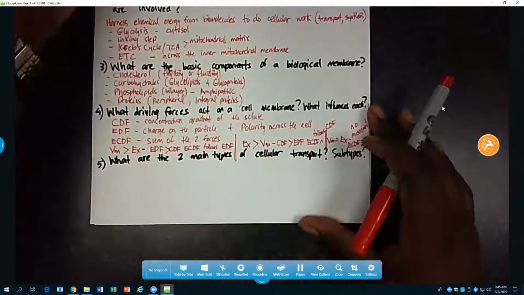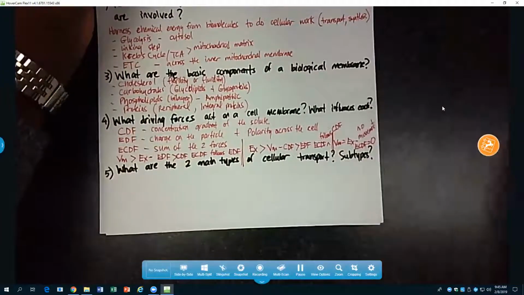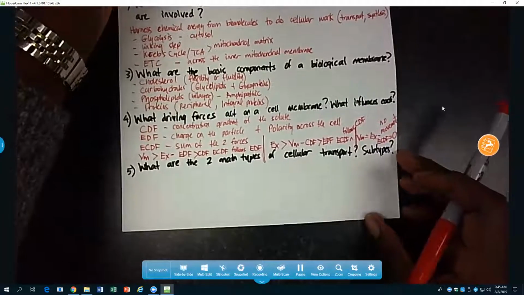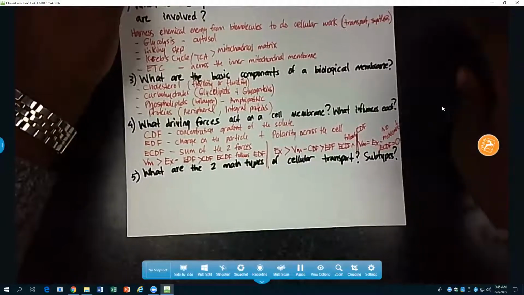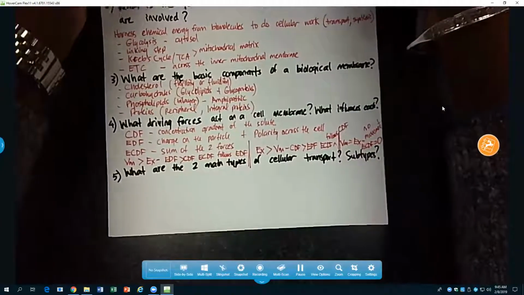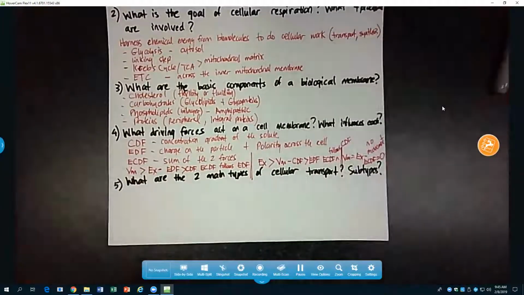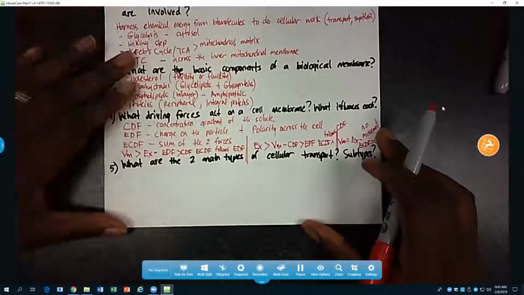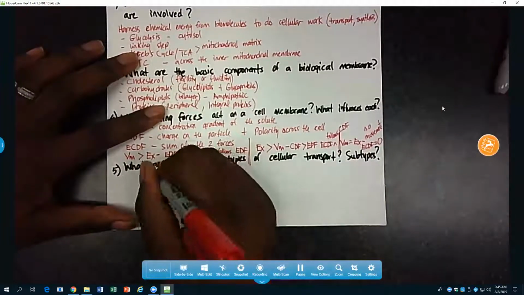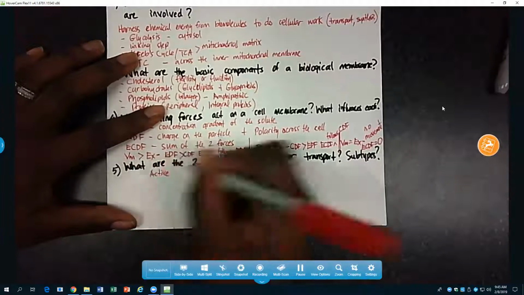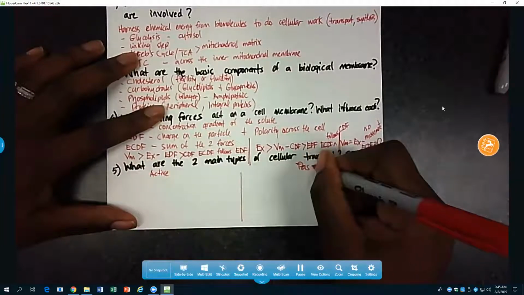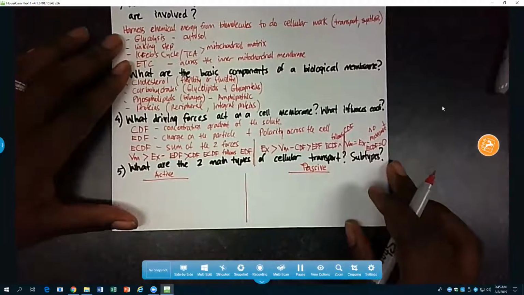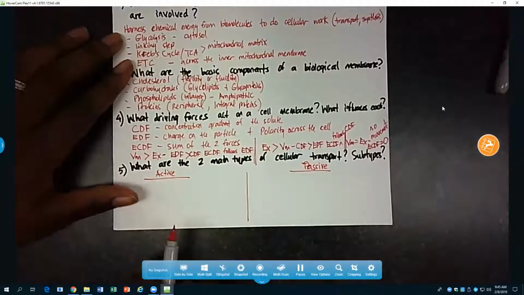Any questions on that bit? Okay, let's move on to our last question, and this is what we covered more recently. What are the two main types of cellular transport, and then what are some of the characteristics of the subtypes? All right, so the first two main types are active and passive. So we had active transport versus passive transport. And what were some distinguishing properties of active versus passive?